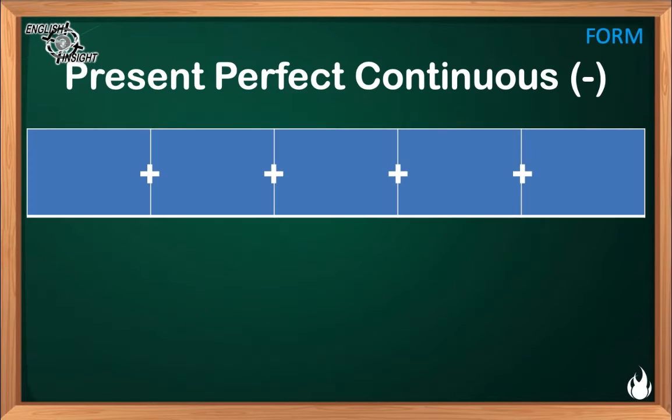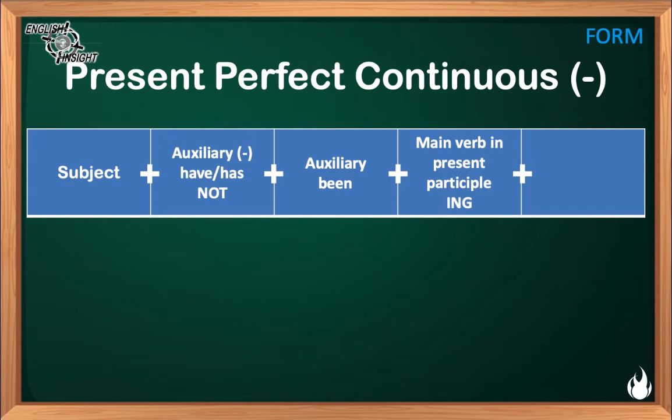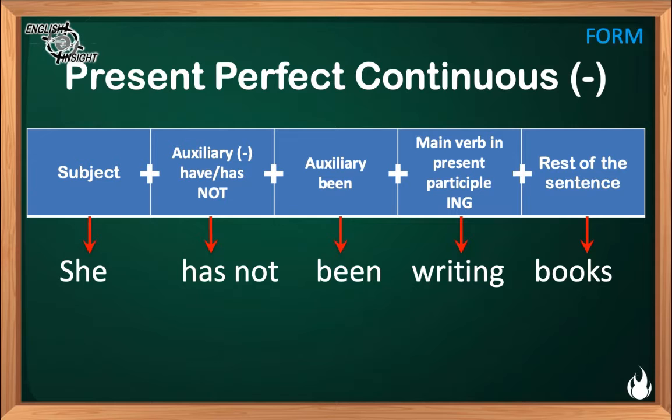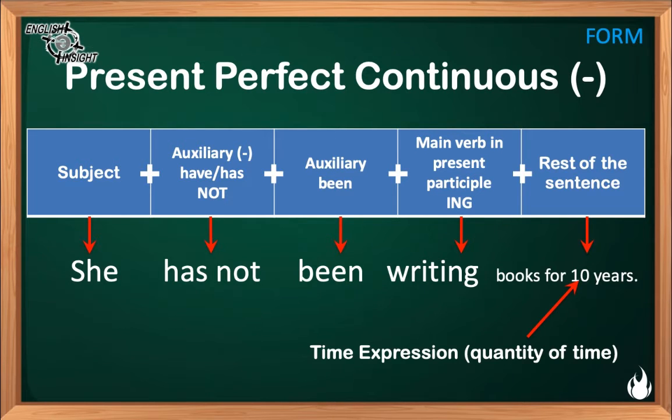The negative form for the present perfect continuous commences with the subject. Then the auxiliary have or has in negative. Then the auxiliary been. Then the main verb in present participle, ing, and the rest of the sentence. For example, she has not been writing books. And we can include the time expression so as to highlight the quantity of time.